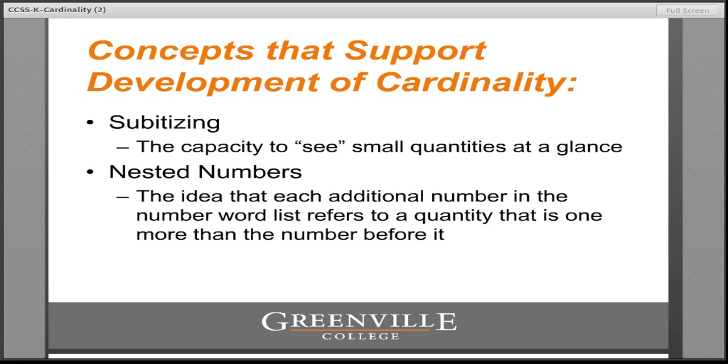For now, we will call subitizing the capacity to perceive small quantities at a glance without counting. For example, it is not uncommon for a kindergarten child to recognize a quantity as 3 without counting 1, 2, 3, just to see it and say, that's 3. That is particularly true when items are arranged in a familiar pattern, such as a dice pattern. Nested numbers are a recognition of how numbers are related to the numbers near them in the number word list: one more than the previous number and one less than the next one.